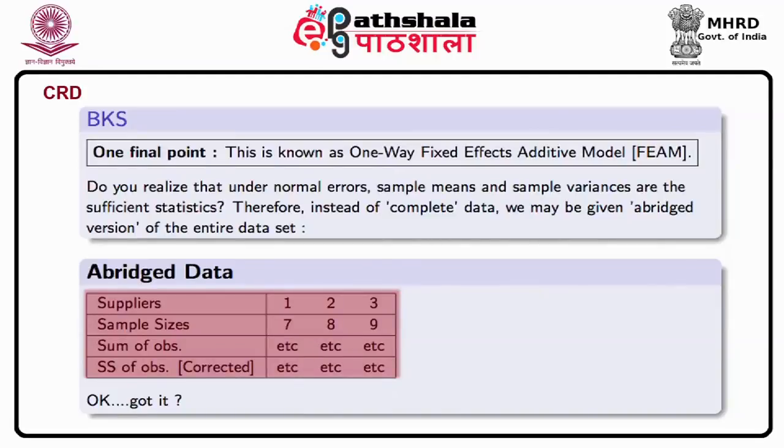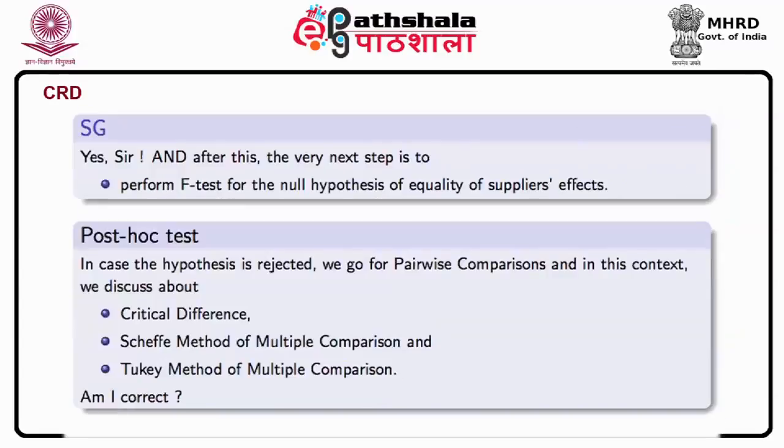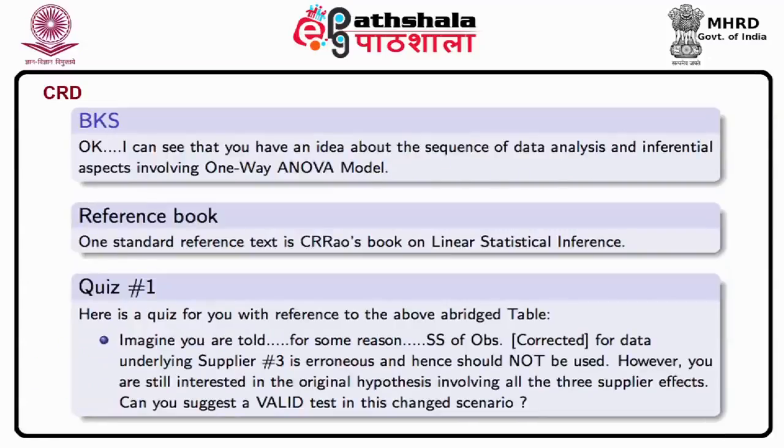This is called SS, sum of squares. Got it? Yes, sir. And after this, the very next step is to perform F-test for the null hypothesis of equality of suppliers' effects. In case the hypothesis is rejected, we go for pairwise comparisons, and in this context, we discuss critical difference, Scheffe method of multiple comparison, and Tukey method of multiple comparison. Am I correct, sir? Okay.